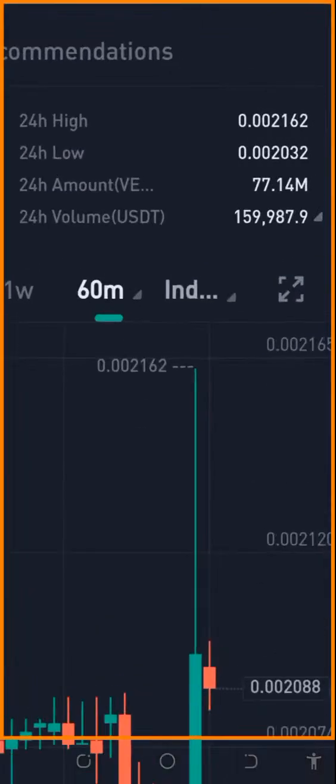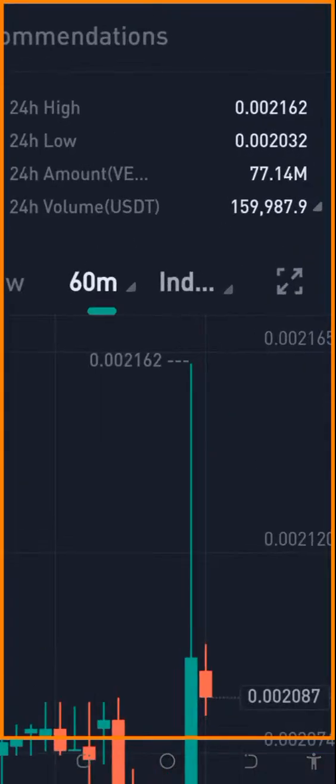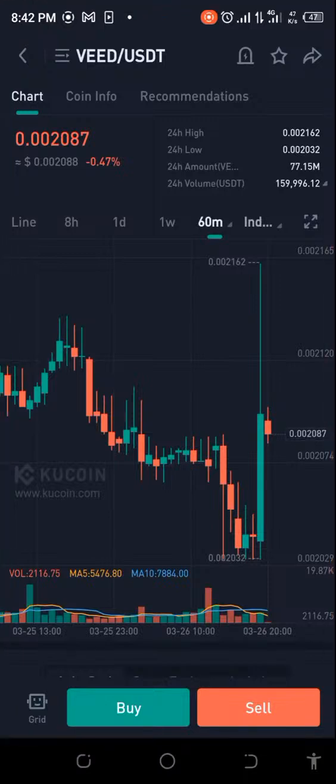And I didn't know, because what happens here is that somebody with probably a big money bag came and bought a lot of VID. And then when that happened, the candle shot up high. And of course, all of this could happen within a couple of minutes. As you can see here, this is 60 minutes, which is 1 hour. So that means in the past 1 hour, I wasn't checking this.